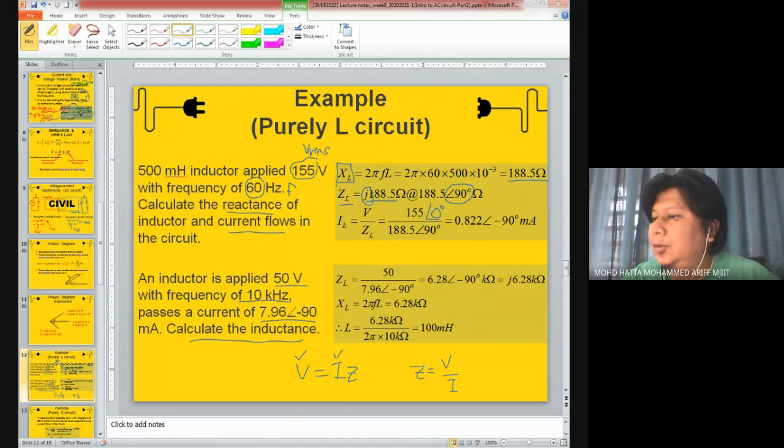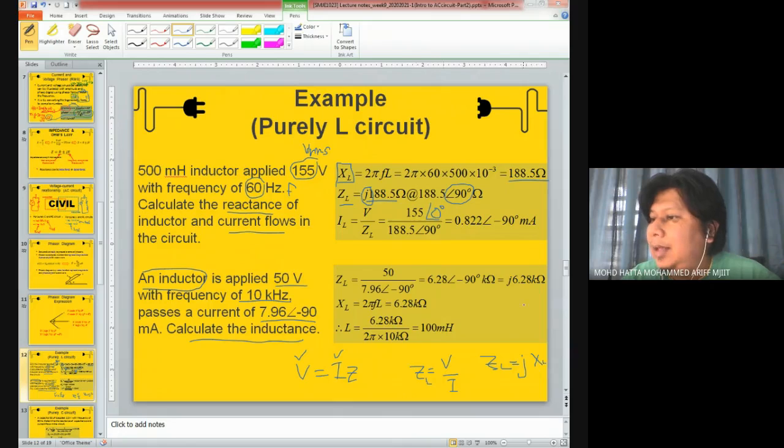And you know that since this is a circuit consisting only of an inductor, when you finish this calculation, this Z is basically the value of ZL, where ZL is given by jωL.